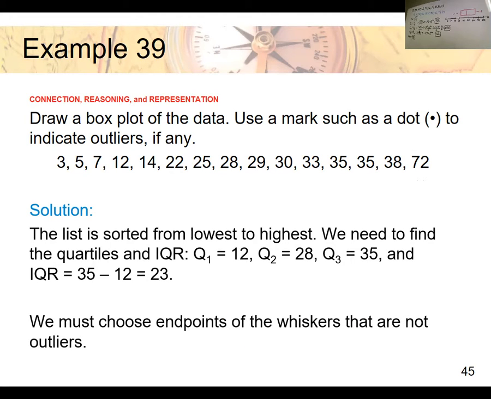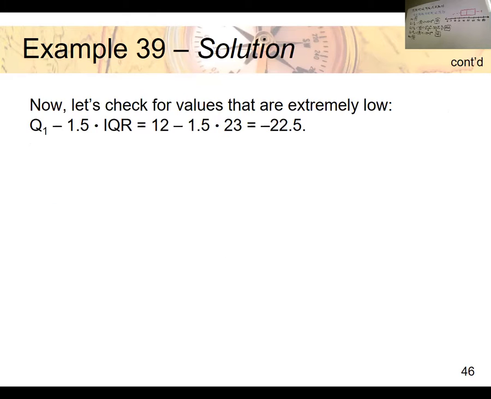So here we have to choose endpoints of the whiskers that are not outliers. We're going to check for values that are extremely low using Q1 minus 1.5 times the IQR, the interquartile range. Your Q1 was 12, and then minus 1.5 times the interquartile range, that's 23. If you were to do this in the calculator, you'll get negative 22.5.